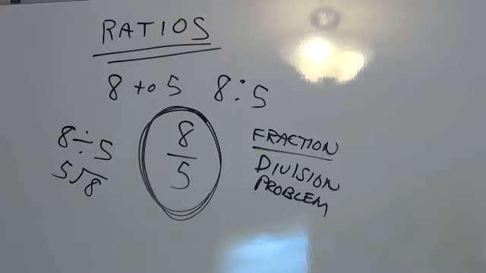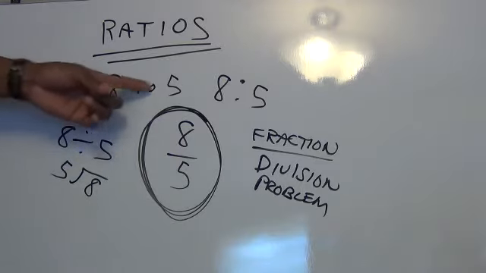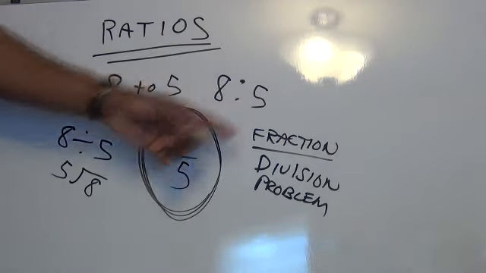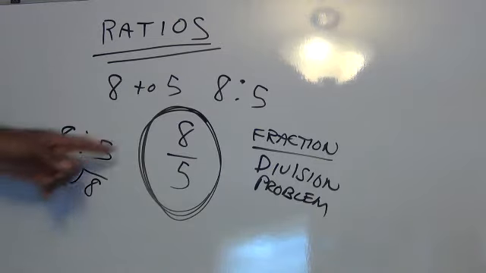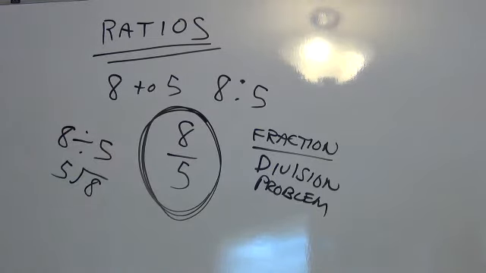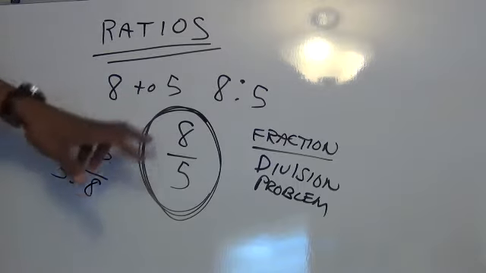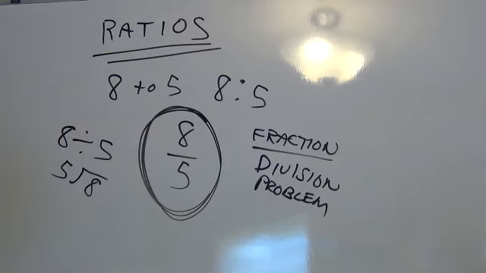So we got 2 other ways we can write a ratio. How about that? 8 to 5, 8 divided by 5. Think of it that way, because if you think of it as a division problem, it's much simpler to view it.